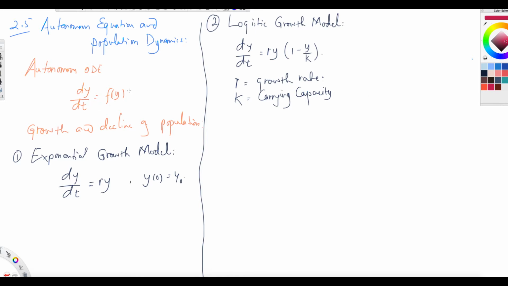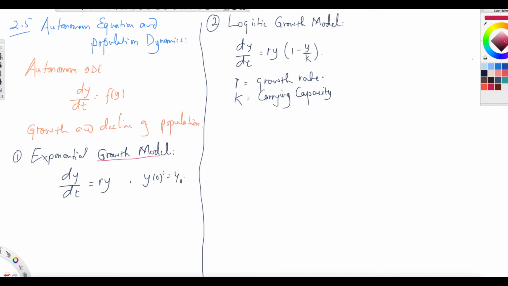So as we mentioned earlier, if there is only the first derivative on the left hand side, and if the right hand side depends only on y, there is no explicit t, then this type of ODE, ordinary differential equation, is called autonomous ODE, okay? So autonomous ODEs are very popular when we model the population dynamics, meaning the growth and decline or any change of population, okay? The very first example on the population model using the autonomous ODE is the exponential growth model.